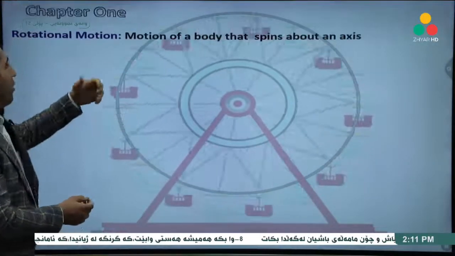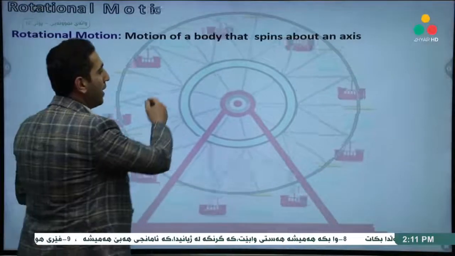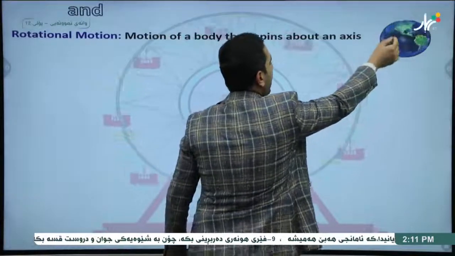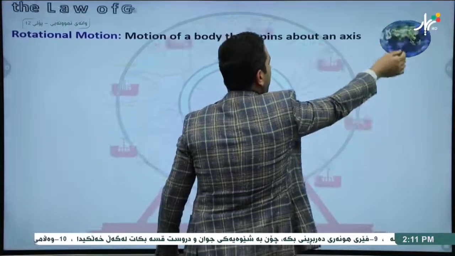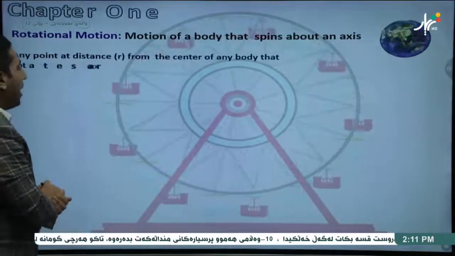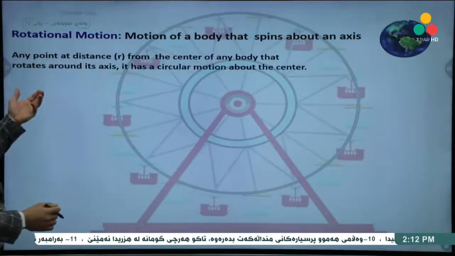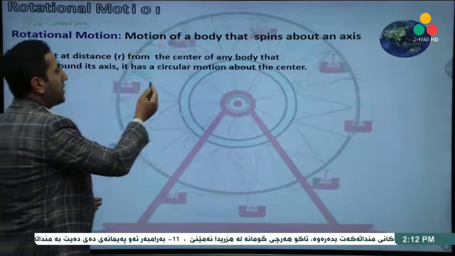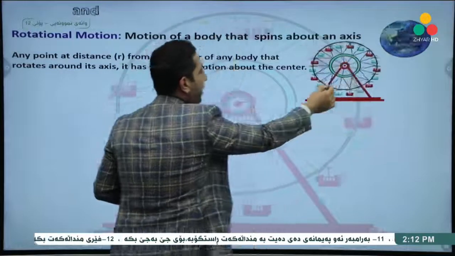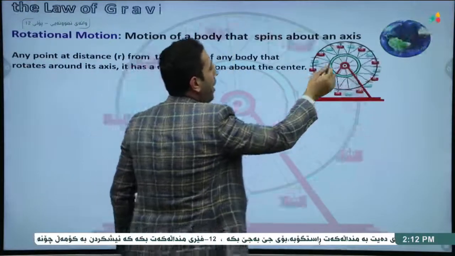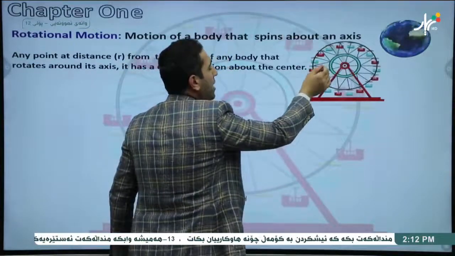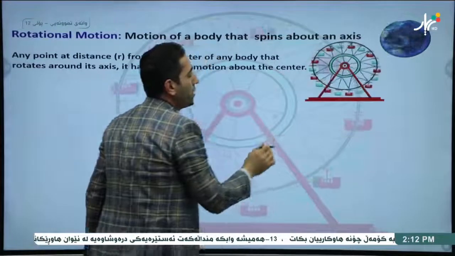Rotational motion is the motion of a body that spins about an axis, like a ferris wheel, and Earth that rotates around its fixed axis. Any point at distance r from the center of any body that rotates around its axis has a circular motion about the center. This wheel has angular motion, but every point on this wheel has circular motion except the point at the center.